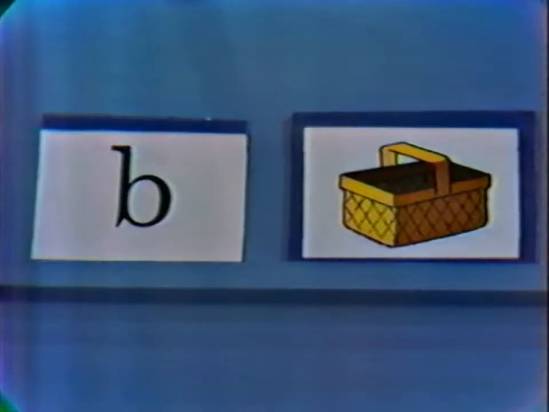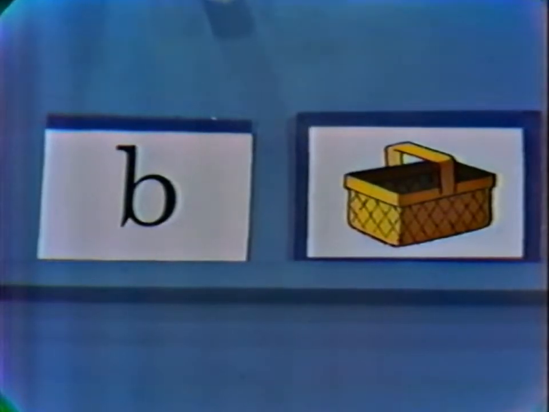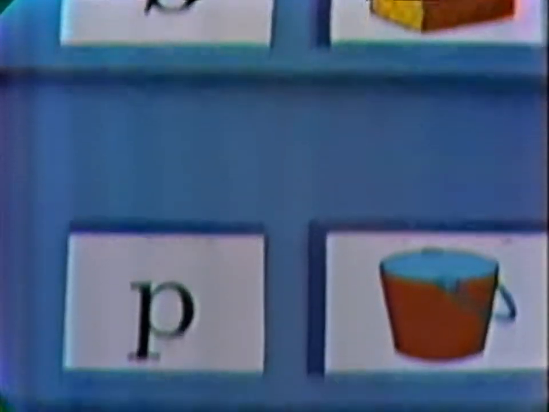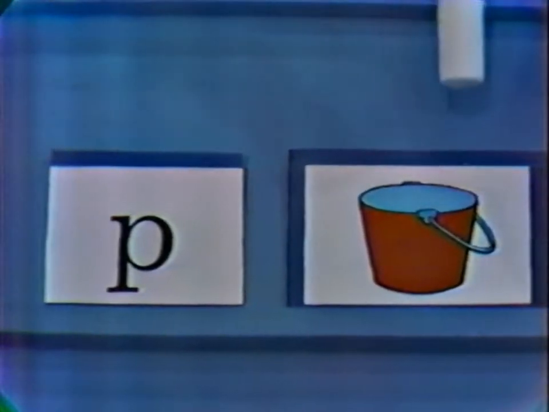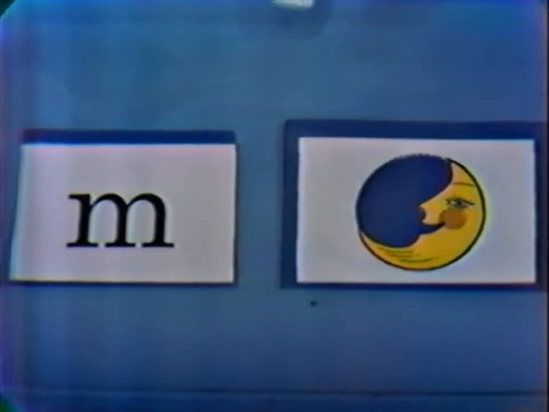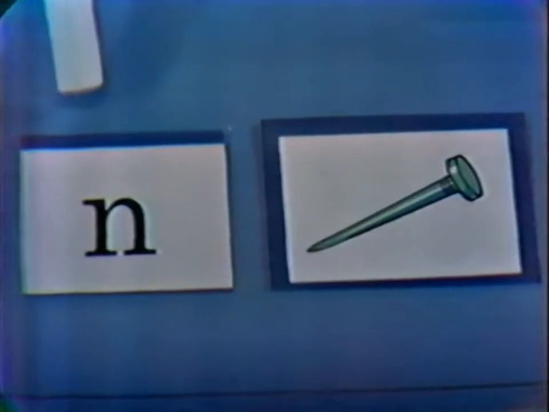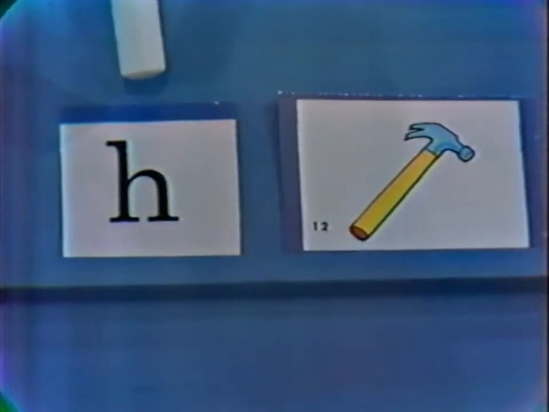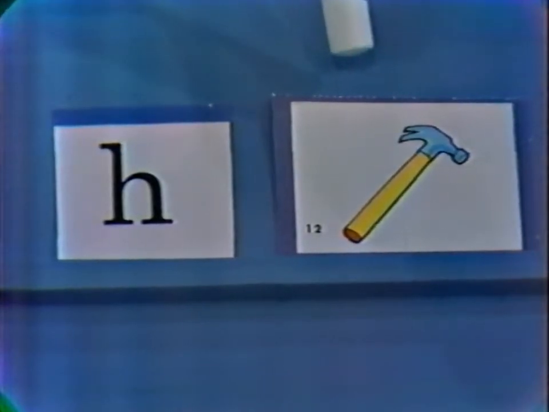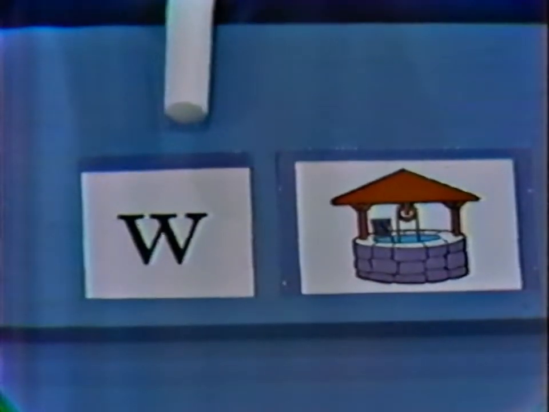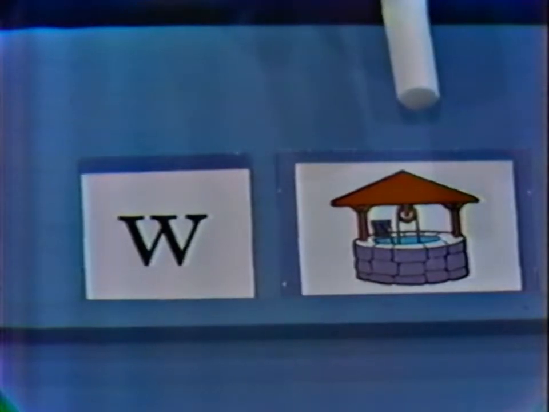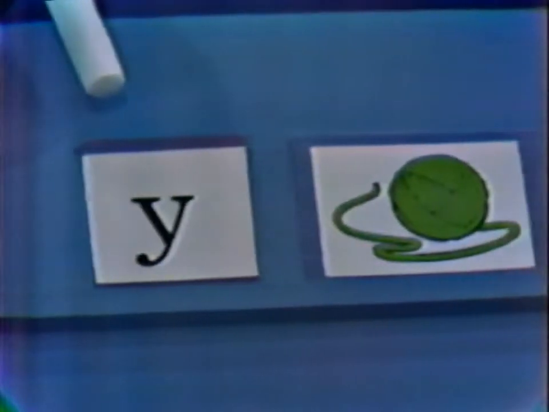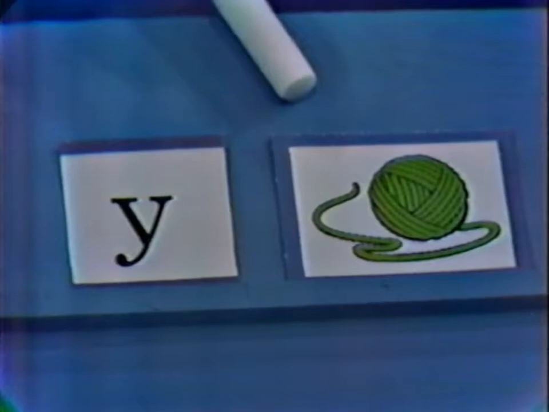The B is the first sound in basket. Basket. The P is the first sound in pail. Pail. M, moonlight. and nail. The H is the first sound in hammer. Hammer. W says W as in well. Well, the letter Y starts the yarn, the yarn.